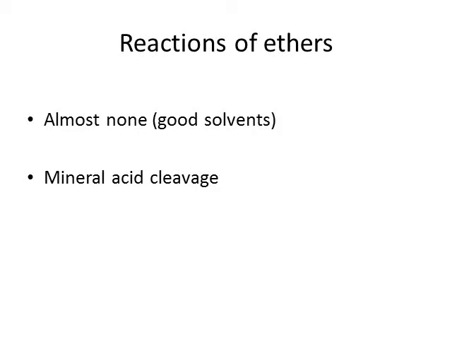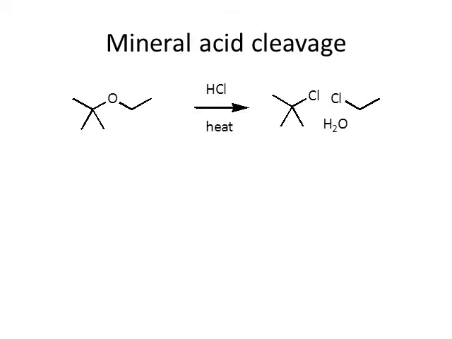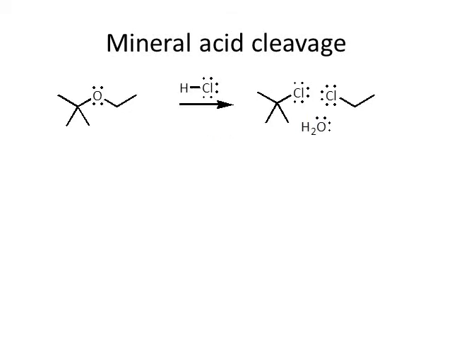One thing that they do is they will undergo mineral acid cleavage. The mineral acids are HF, HCl, HBr, HI. If I treated an ether with HCl, it would break that ether down and return alkyl halides in its place. You generally have to heat this thing up because there is some bond breaking that takes some energy.